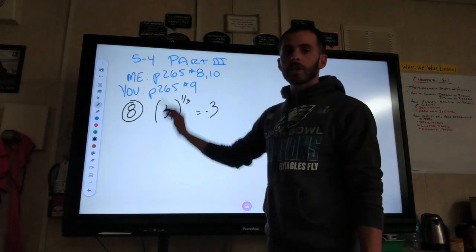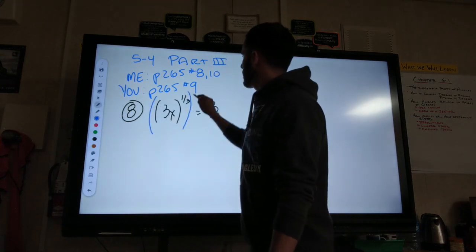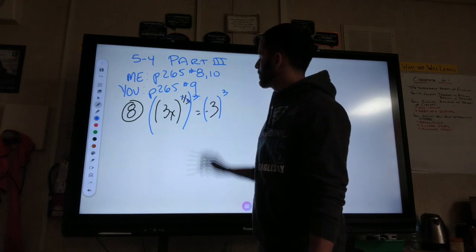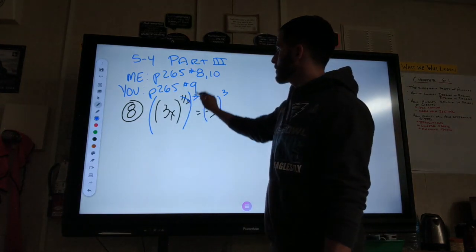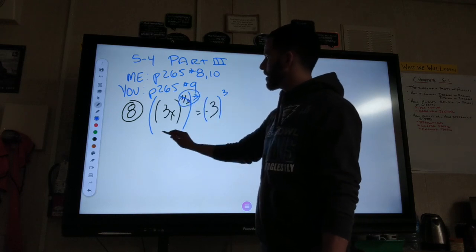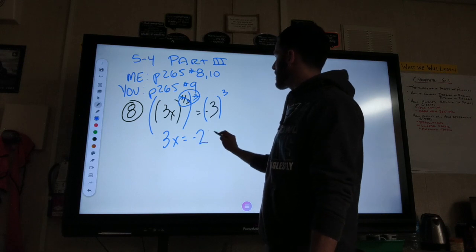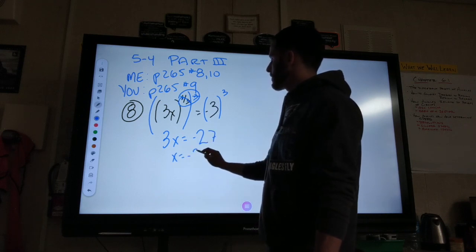Alright, now this is really the cube root. What undoes cube root? Well, what if we cube both sides? The cube and the cube root cancel each other out, right? 1/3 times 3, base to an exponent to exponent, you multiply. They cancel each other out. 1/3 times 3 is 1. We're left with 3x equals -27, and x equals -9.